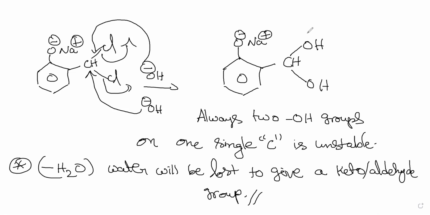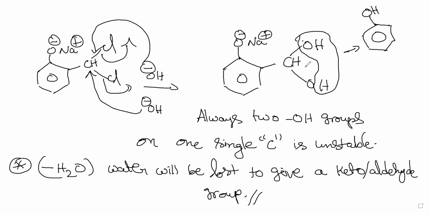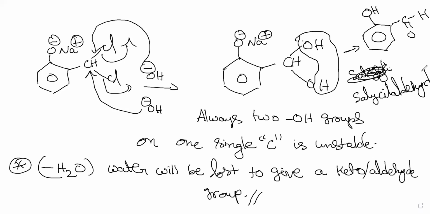So here, how will the water be lost? HOH along with this will be lost, and you can see that once the water is lost, you will form this C double bond O. So this is our salicylaldehyde, with Cl minus. So that's the product.